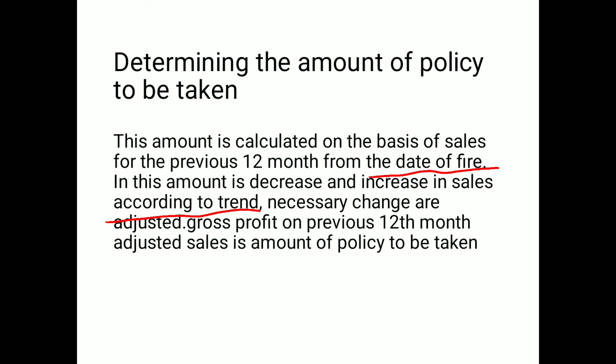Gross profit on previous 12 months adjusted sales gives the amount of policy to be taken. Sales of the 12 months just before the date of fire, adjusted for the trend of sales increase and decrease, multiplied by the rate of gross profit give the policy to be taken.